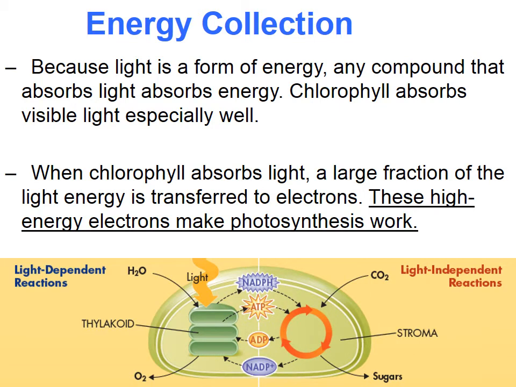So this chlorophyll is able to absorb the light, and it's able to transfer this light energy to electrons. These high energy electrons are what make photosynthesis work. Okay, now if you look at this picture here, there are the light-dependent reactions on the left and the light-independent reactions on the right. And you need to know what goes into the light-dependent reactions, and what comes out of them.